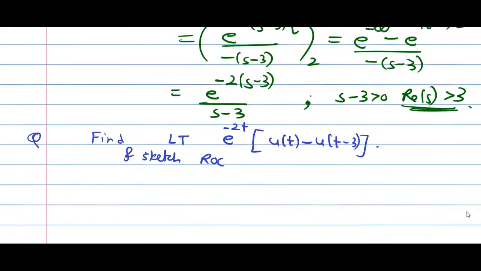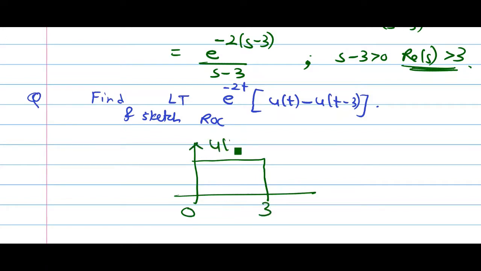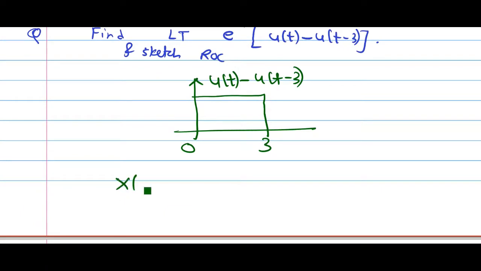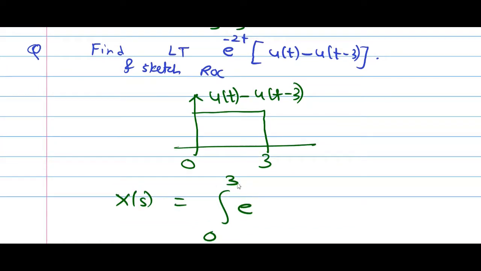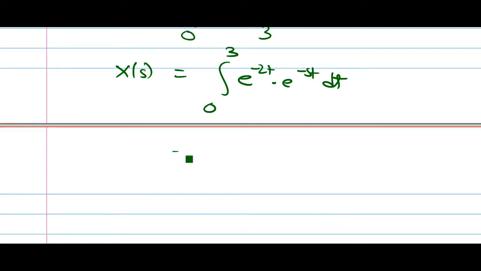Next question, e raised to minus 2t times u of t minus u of t minus 3. So u of t minus u of t minus 3 is present from 0 to 3. So this is the graph of u of t minus u of t minus 3. So change the limits. So x of s equal to, as our signal is present from 0 to 3, integration limit 0 to 3 e raised to power minus 2t dot e raised to power minus st dt. So combine the exponential and solve this integration.